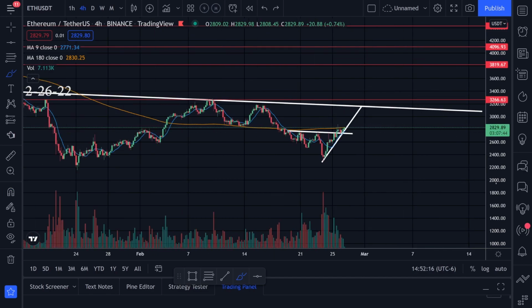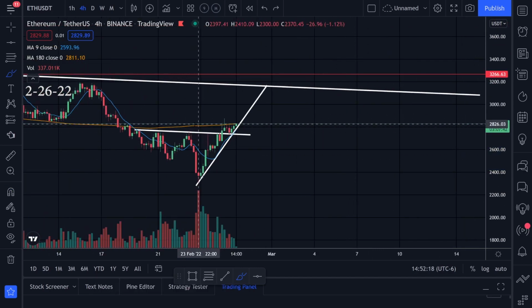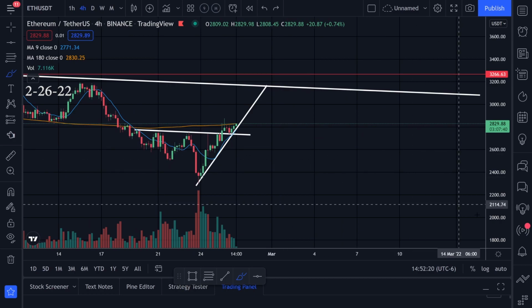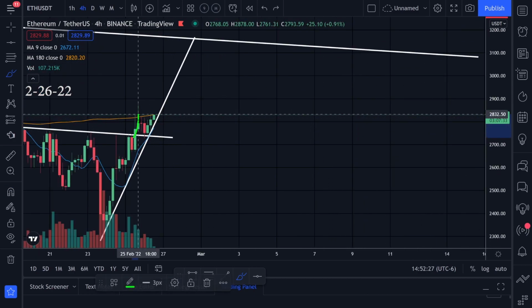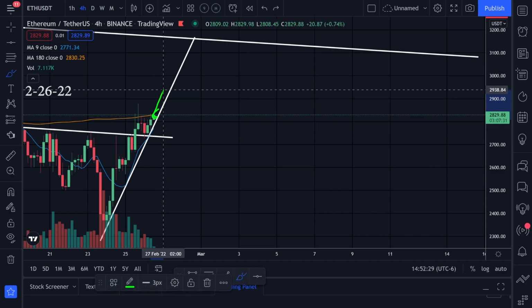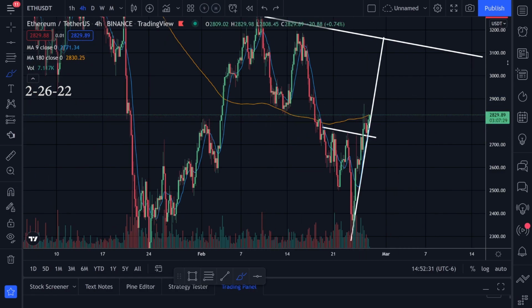First things first though, let's continue on this uptrend. Let's break this 4-hour 180 moving average, then we can get a little more bullish. It looks like we're testing it right now. Like I said, we're getting rejected on it, so I think if we could break above it, that'll be a good signal. Let me know what you guys think though.